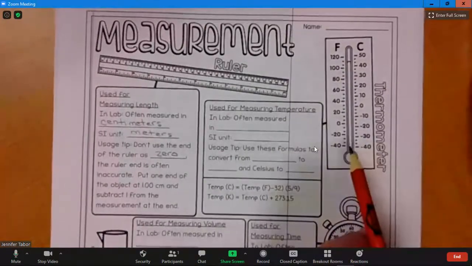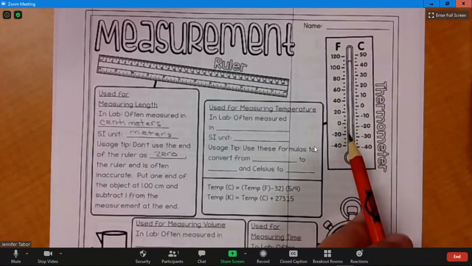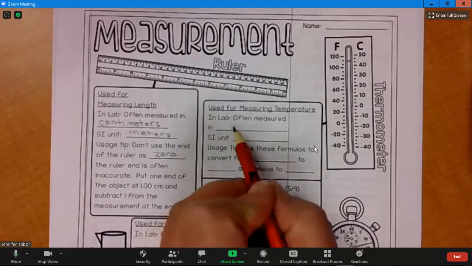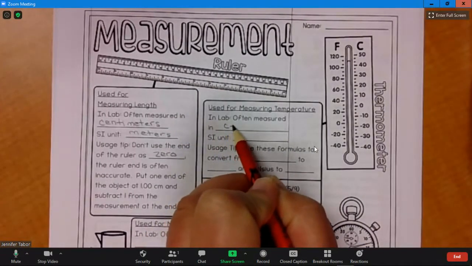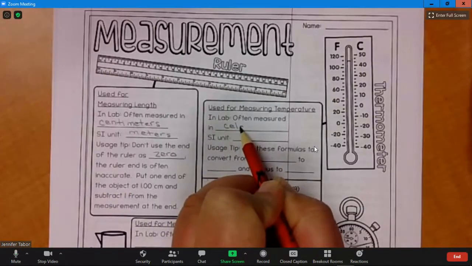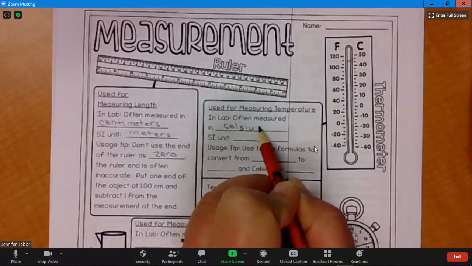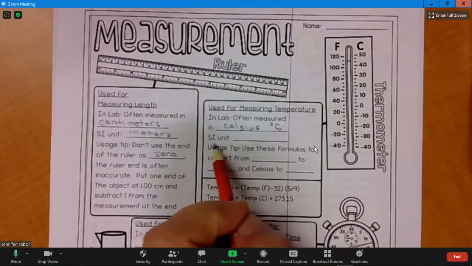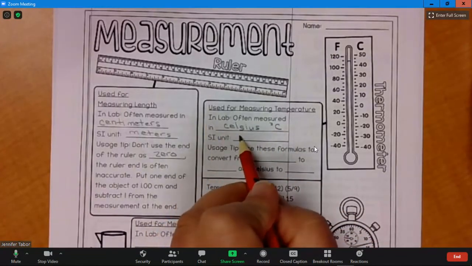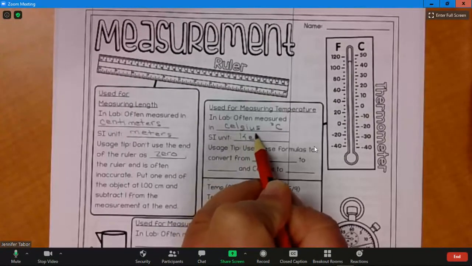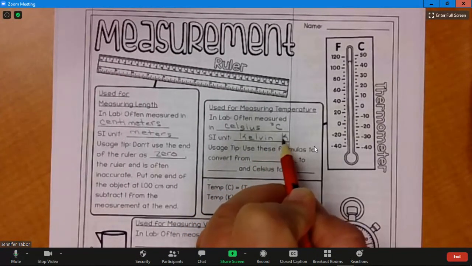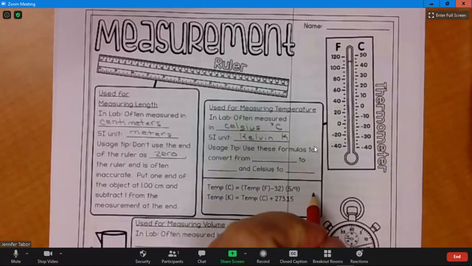This here is a thermometer, obviously, used for measuring temperature. In the lab, we will most often measure things in Celsius, which looks like this, degrees C. The International System unit, though, is Kelvin. And we will be talking about Kelvin when we talk about gases. It's abbreviated with a K.